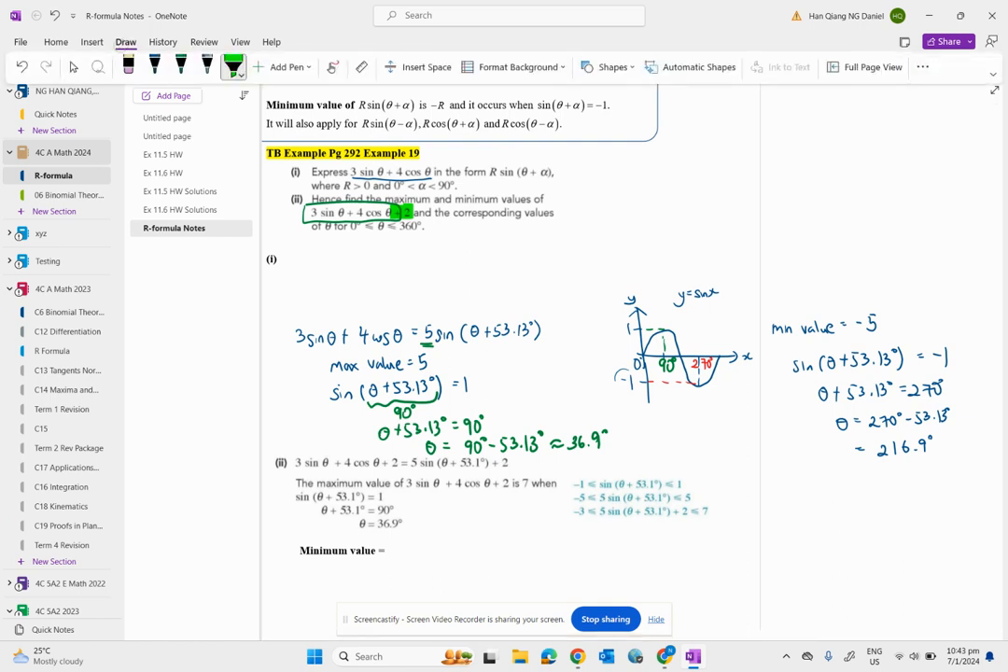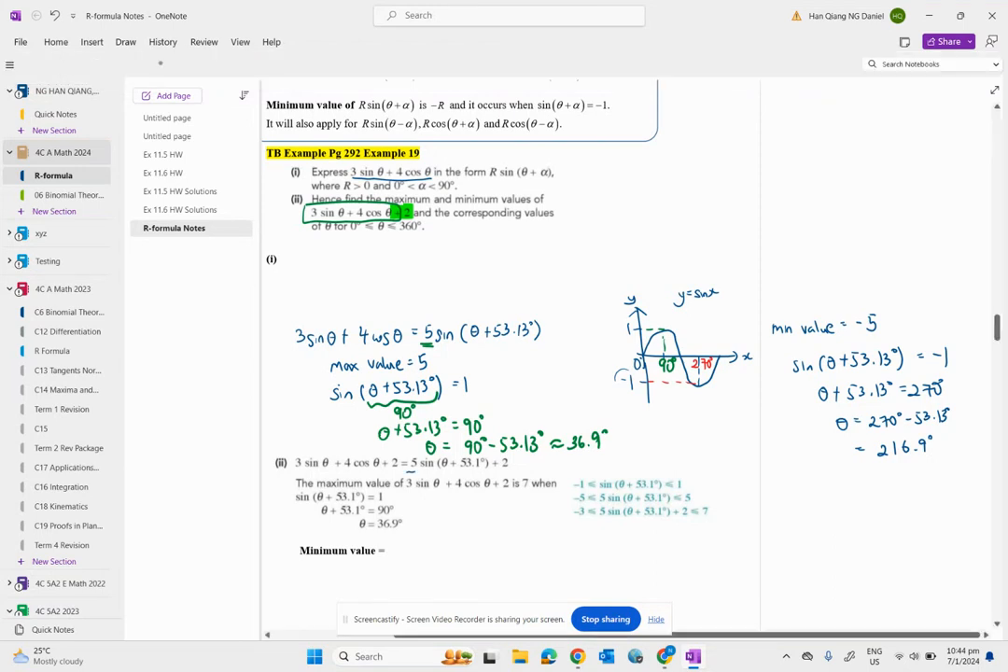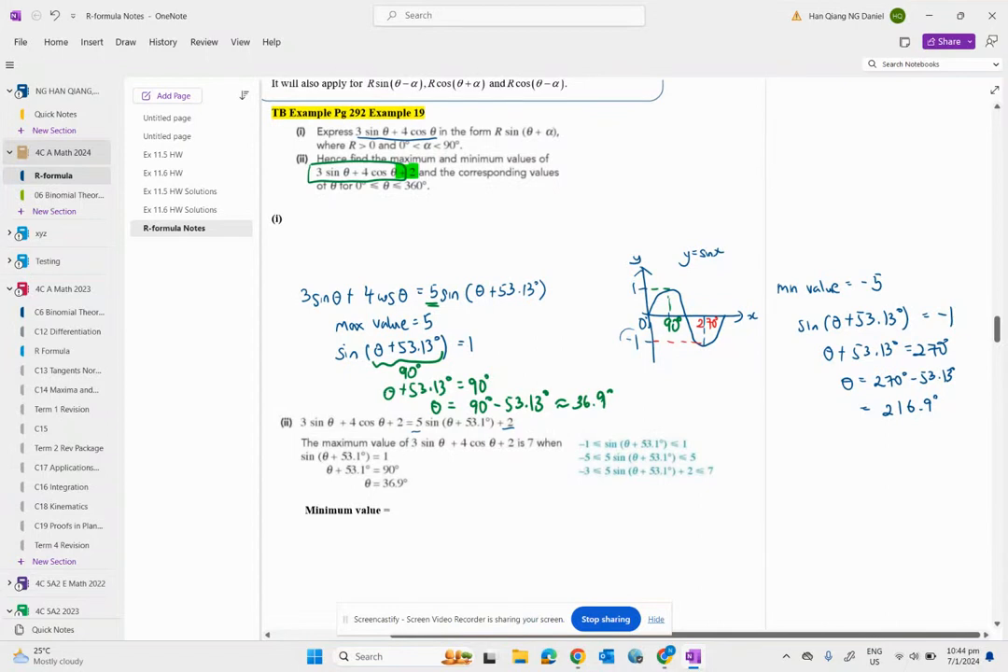So back to answering the question over here, where we have this same thing plus 2. Can you tell what is the maximum value of this whole 3 sine theta plus 4 cos theta plus 2? It will be 5 plus 2, which is 7. And what about the minimum value? It will be negative 5, and then same thing, I add 2 and I get negative 3.